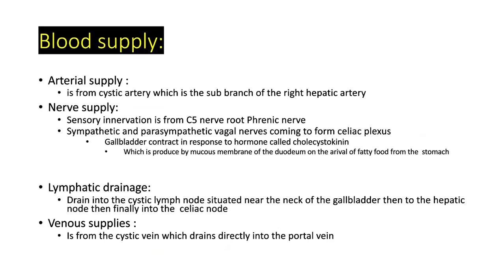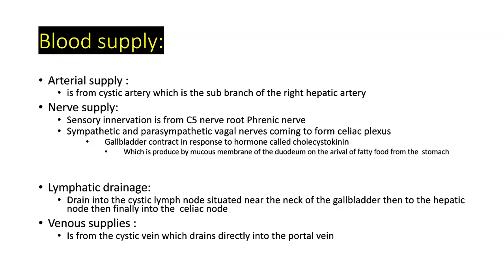So the blood supply of the gallbladder is from the cystic artery, which is a branch of the right hepatic artery. The nerve supply is from the C5 root of the phrenic nerve. It gives sensory innervation to C5, and that's why the pain in the shoulder is due to gallstone or any pathology from the gallbladder. It is because they are arising from the same C5 nerve root. Sympathetic and parasympathetic nerves join the celiac plexus and supply it.